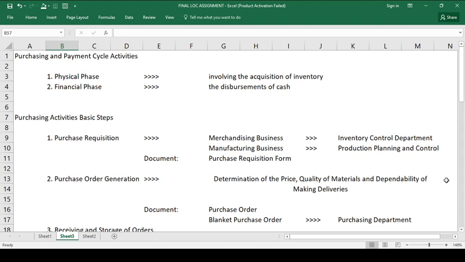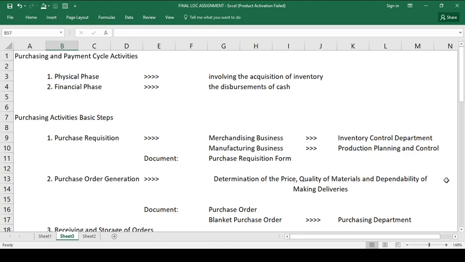Okay? Itong inventory control and production planning and control departments, they are only authorized on the acquisition or purchasing of, determining of how many number of inventories shall be purchased. Hindi na po yan kasama yung as to supplies of a different departments.